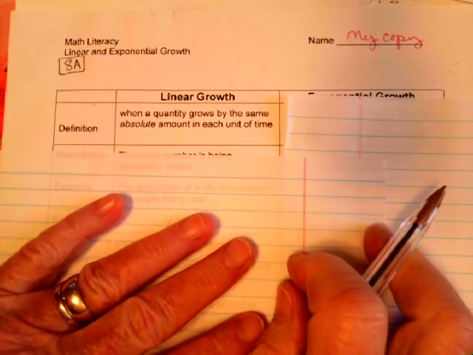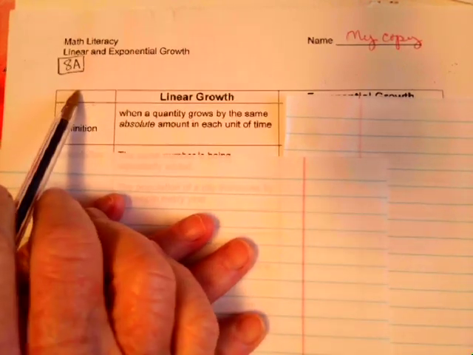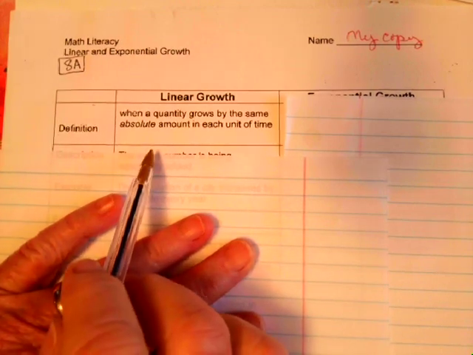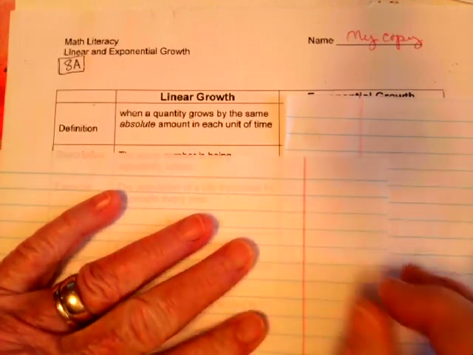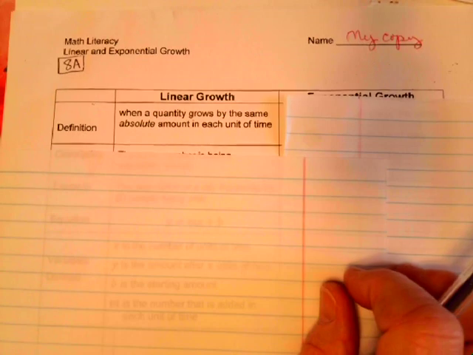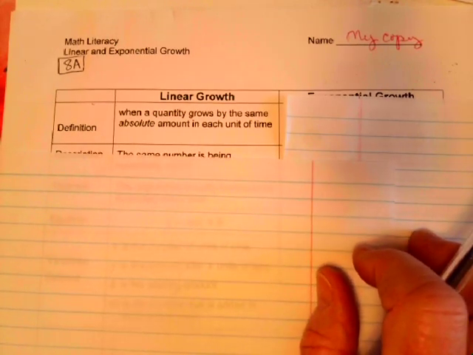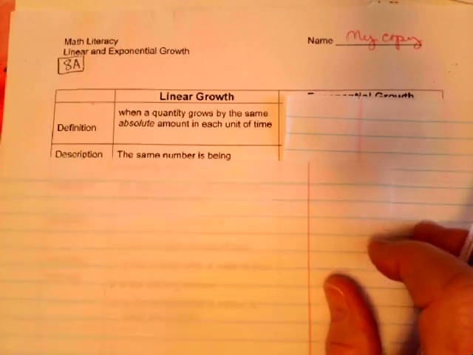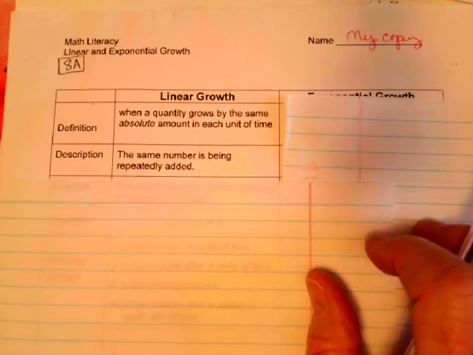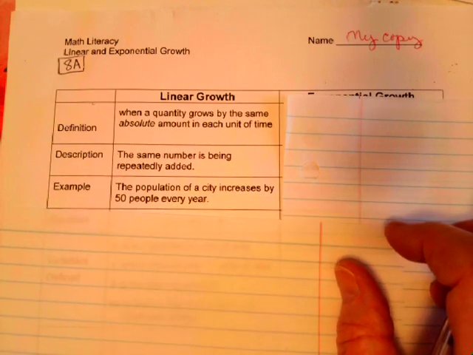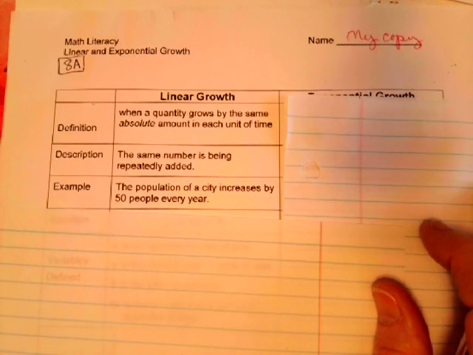Math Literacy, Linear and Exponential Growth, Lesson 8A. Linear growth is when a quantity grows by the same absolute amount in each unit of time. The same amount is being repeatedly added or subtracted. Example, the population of a city grows by 50 people each year.